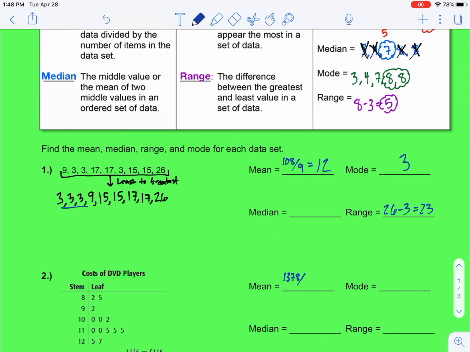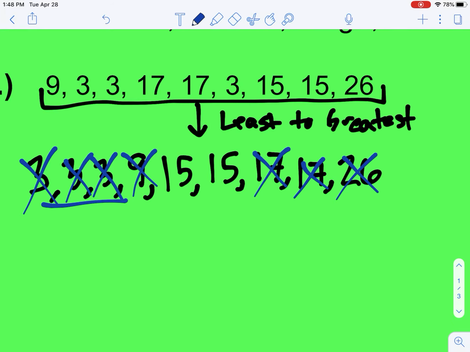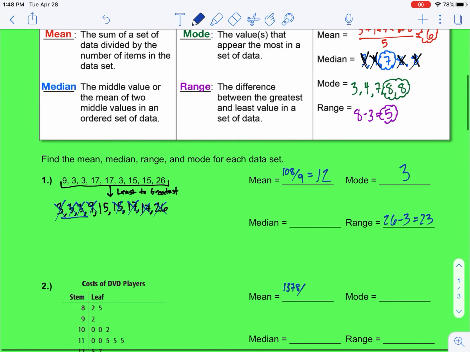The last thing that I need to do is find the median. So I'm going to go from both sides, and I'm going to start crossing numbers off, 1 on each side, until I have just one number left in the middle. So my median is 15.